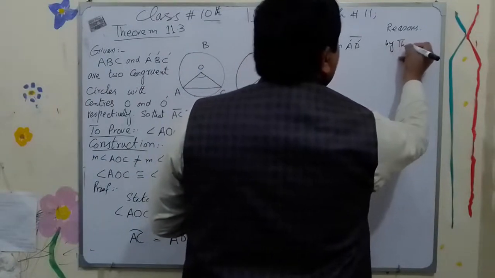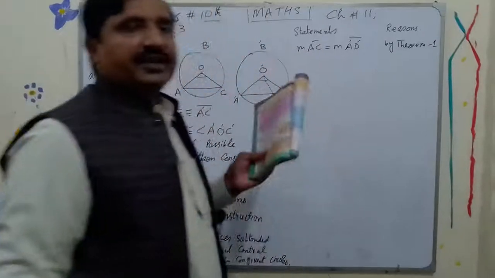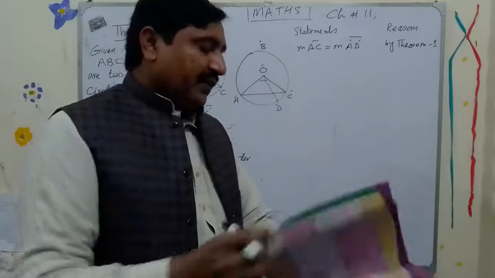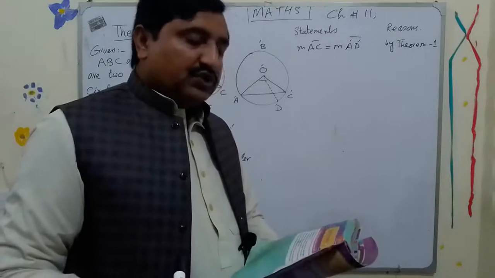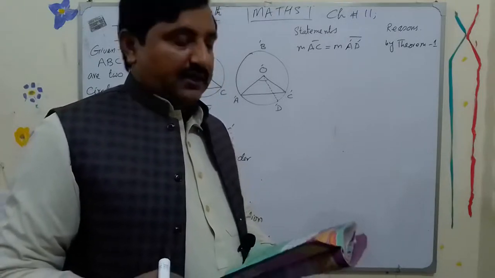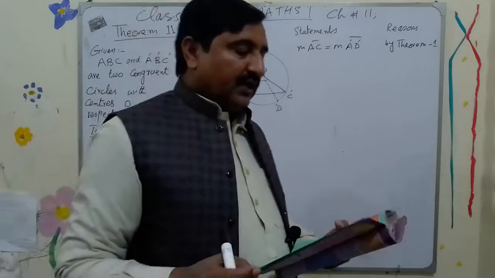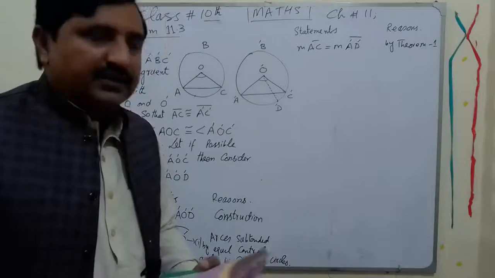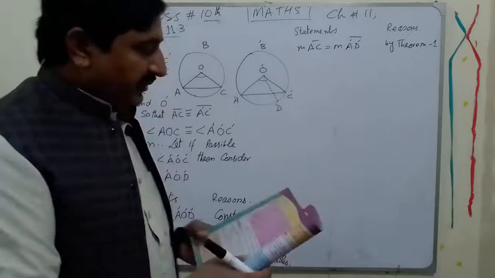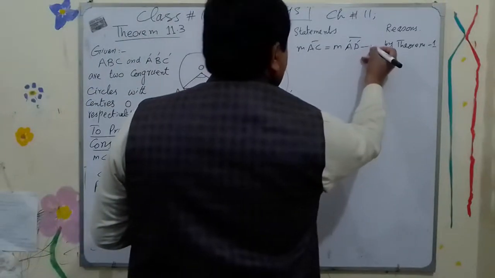By theorem 1, you have to write the statement. What was the statement of theorem 1? You can listen to it again. If two arcs of a circle are congruent, then their corresponding chords are equal. If the arcs are congruent or equal, then their corresponding chords definitely become equal. This was our equation 2nd.